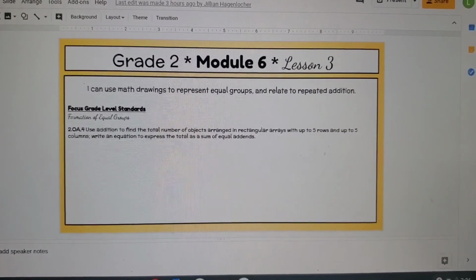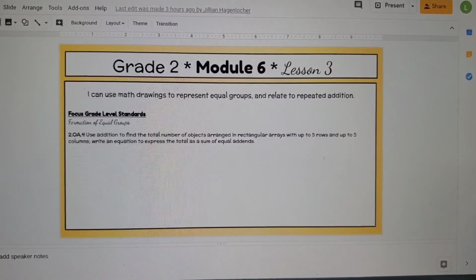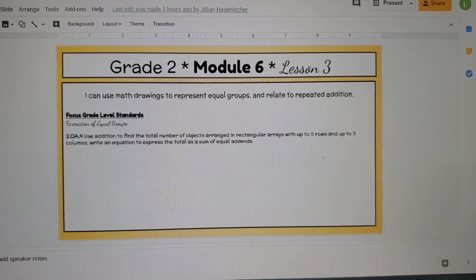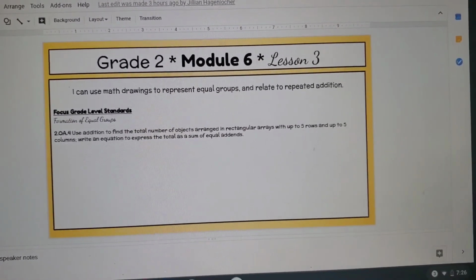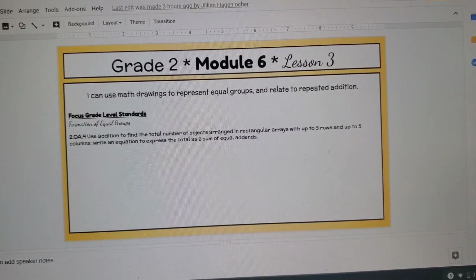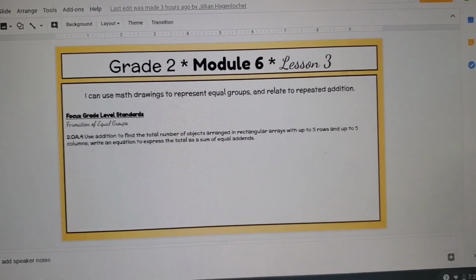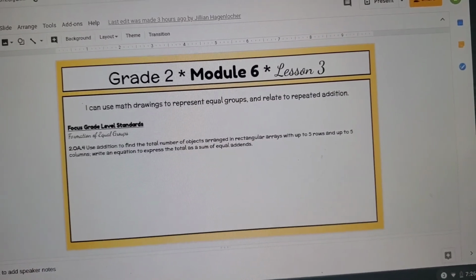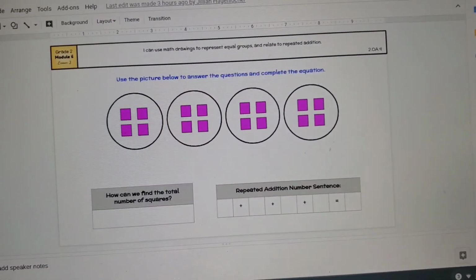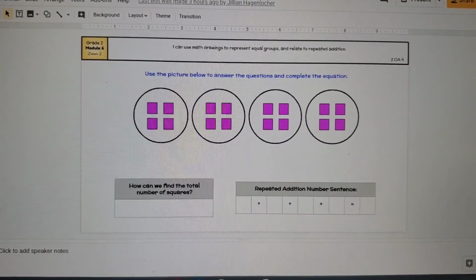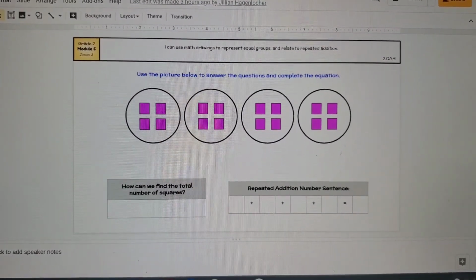Remember, equal groups are the same number of items in each group. And repeated addition is when we add the same number over and over again. Now let's work on the first slide together. On the first slide, we can use the picture to answer the questions and complete the equation.